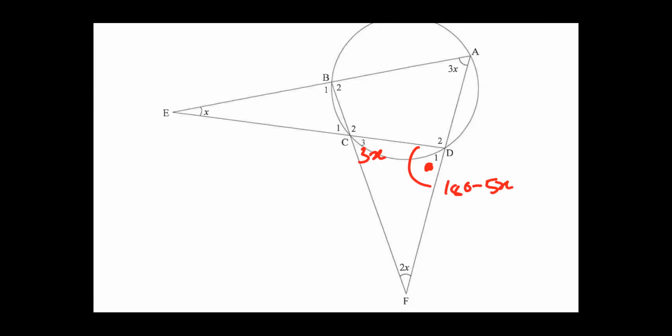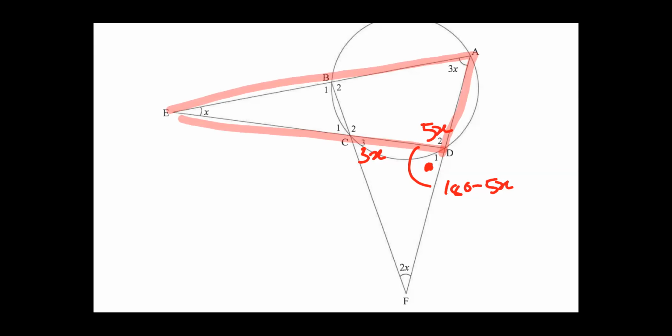And then I said D2. So you know angles on a straight line, D2 is equal to 180 minus 180 minus 5x, which just left me with a positive 5x. Then I used triangle AED, because they have all the x values and all those x values equal 180. So I said 3x plus x plus 5x is equal to 180.